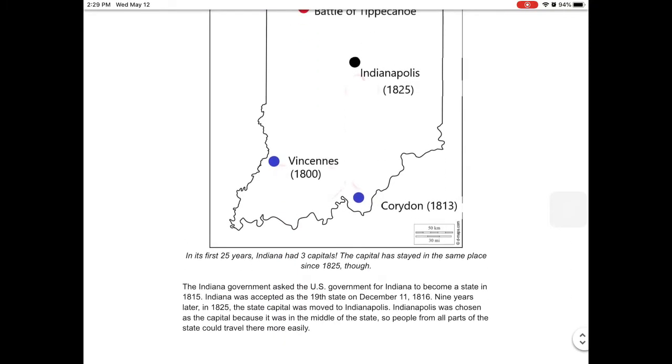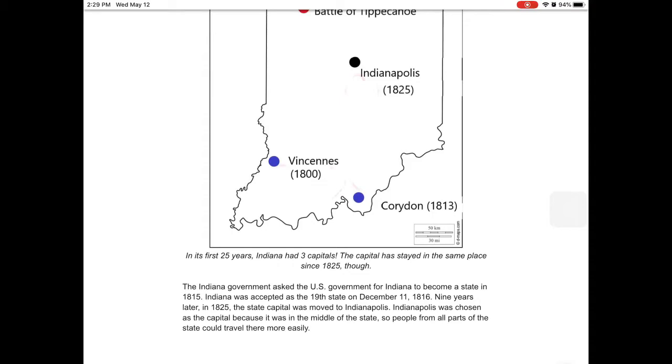Okay, I'm looking for dates. Ooh, 1825. The capital has stayed in the same place. No, that's about the capital. I don't care about that. Okay. 1815. Ooh, okay. The Indiana government asked the U.S. government for Indiana to become a state in 1815. Is that when it became a state? Let me keep reading to find out.